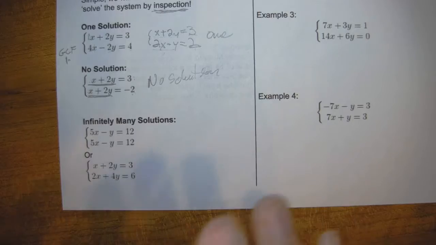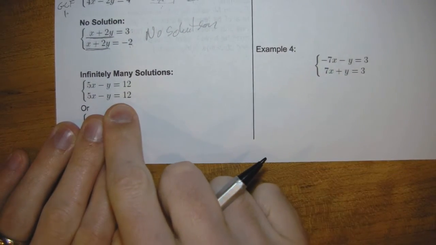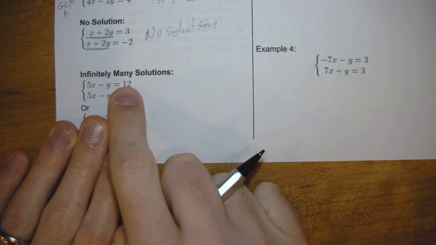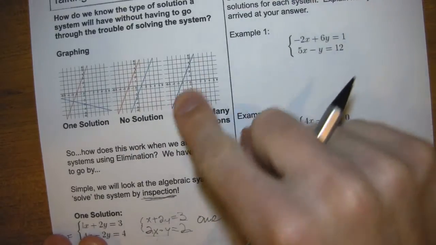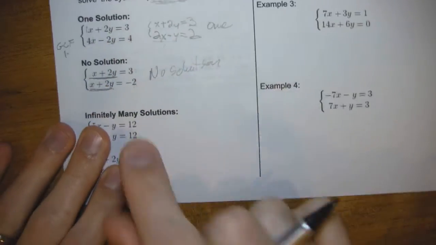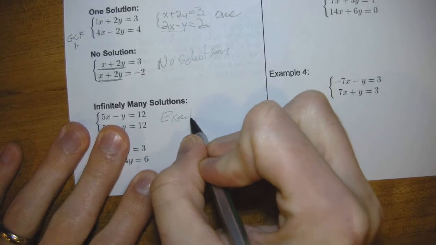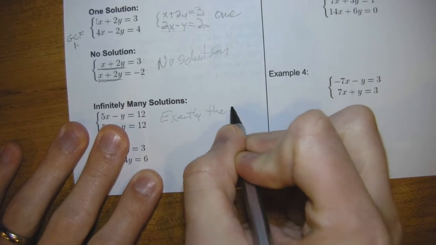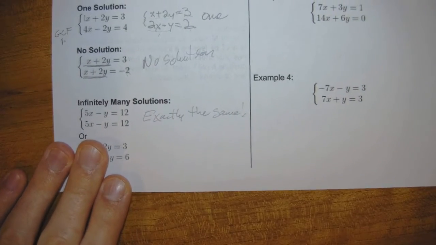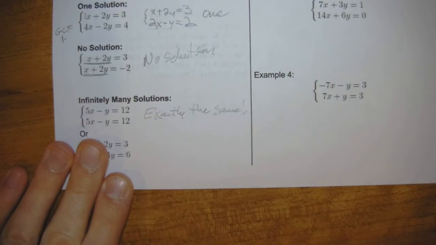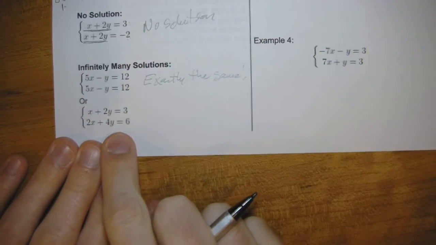For the simple fact, we end up with parallel lines. Right? Now, infinitely many solutions can be kind of tricky to catch. For example, this first instance, not very tricky at all. It's the exact same equation. If we rewrote this to slope-intercept form, it would be the same line in both cases. So notice they are exactly the same. If you end up with something like that, well, then it's painfully obvious you'll have infinitely many solutions.